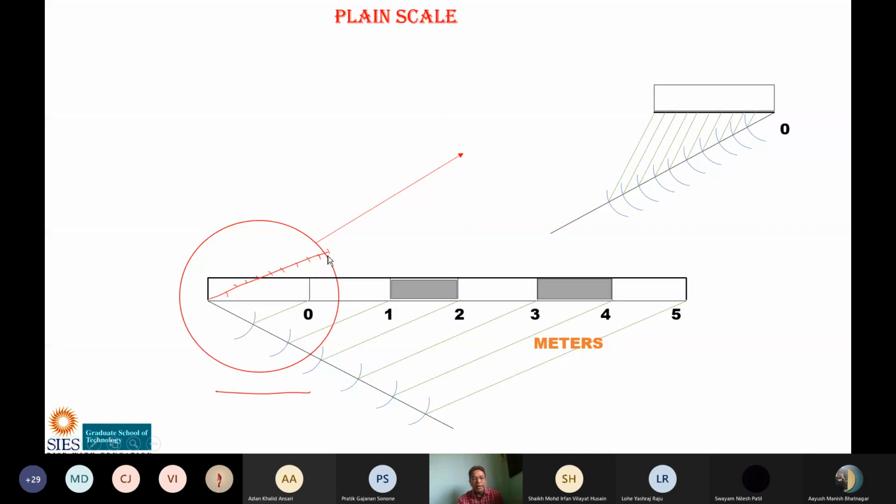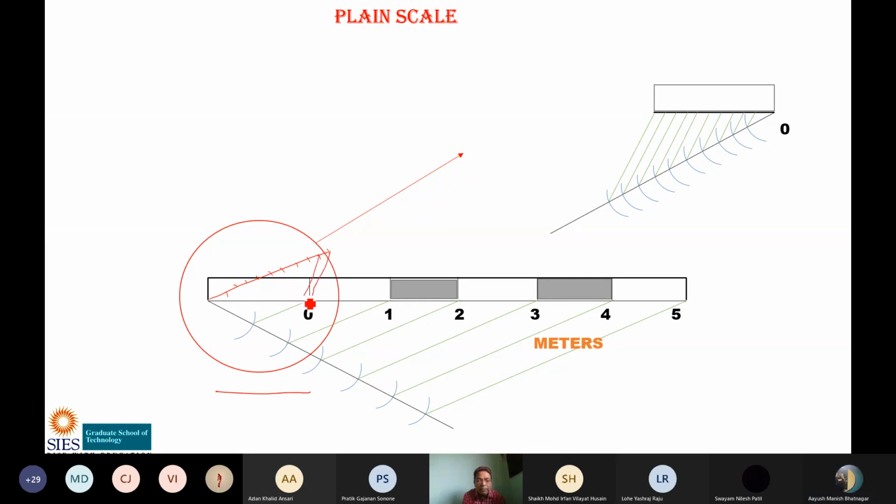I will do it how many times? 10 times. See, this is 1, 2, 3, 4, 5, 6, 7, 8, 9, and 10. When I do it 10 times, I will get 10 divisions here. And this last point I will join here.